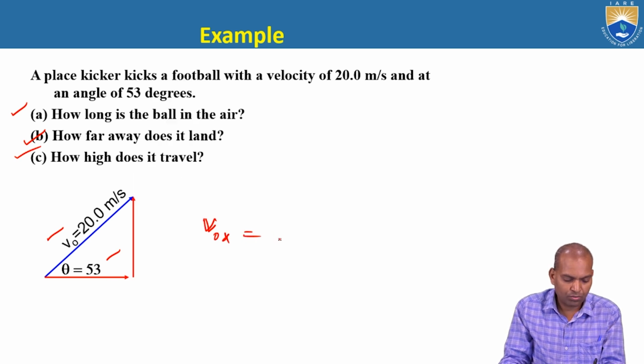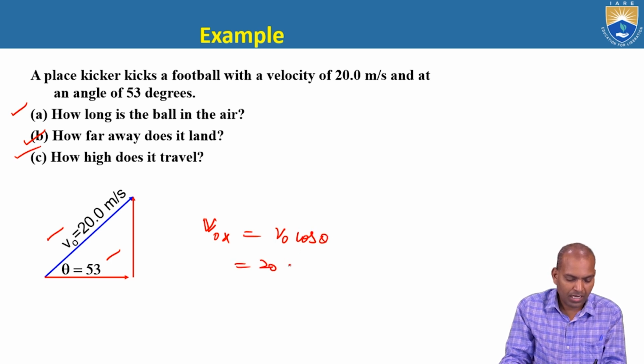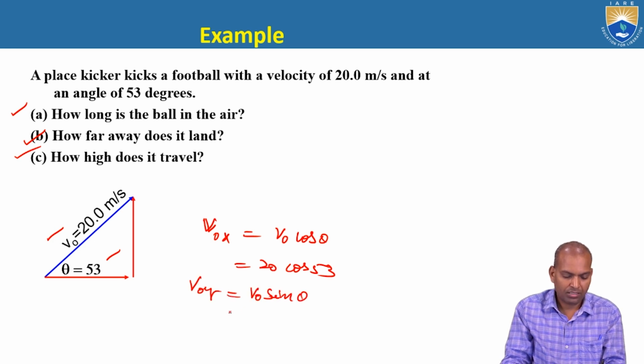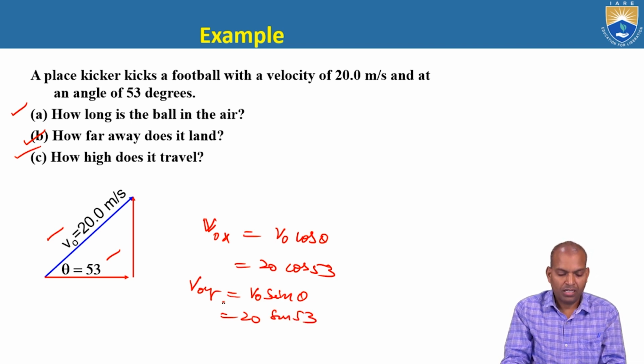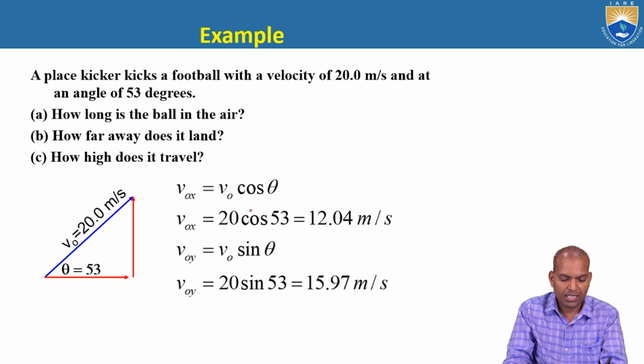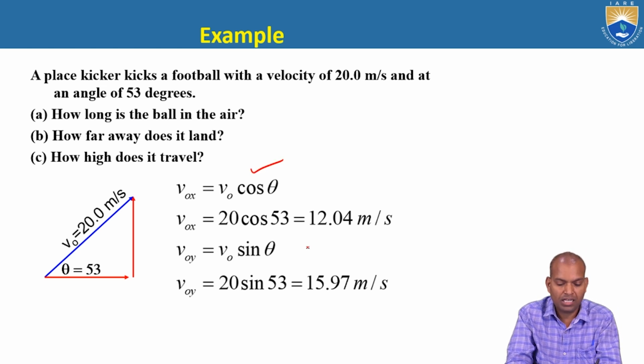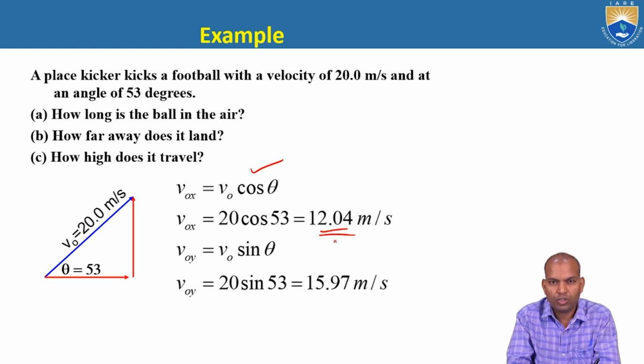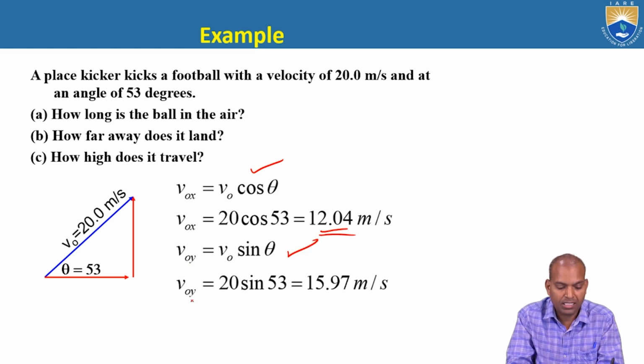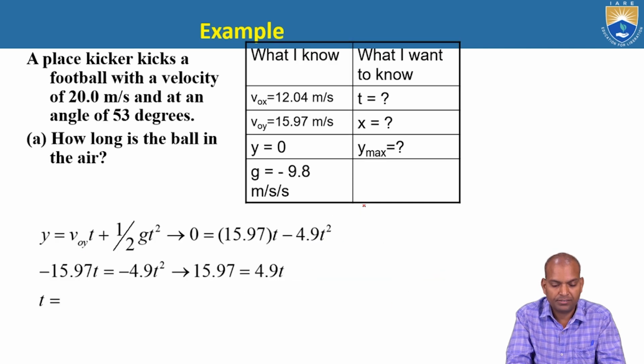V0x equal to V0 cos theta. What is V0? 20 times cos 53. V0y equal to V0 sin theta, that is 20 times sin 53. Now let us substitute. V0x equal to V0 cos theta, that is 12.04 meters per second. V0y equal to V0 sin theta, that component is 15.97 meters per second.